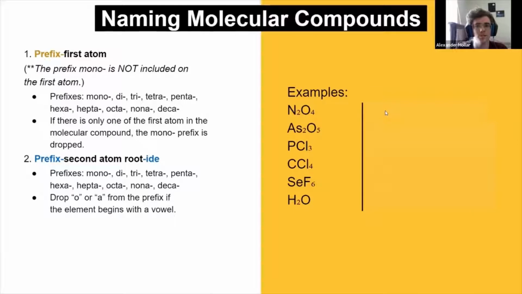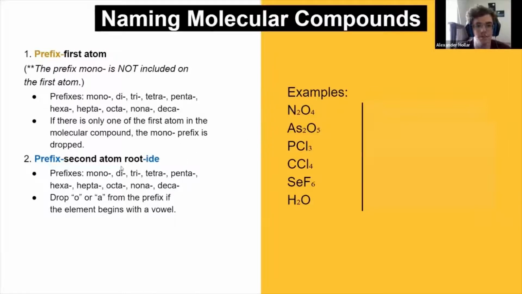So moving on to naming molecular compounds. For the first atom, it's always a prefix. There is no suffix. And the prefixes are mono, di, tri, tetra, penta, and just continue on. And if there's only one of the first atom in the molecular compound, the mono prefix is dropped.